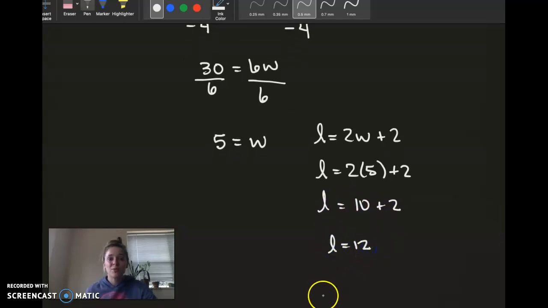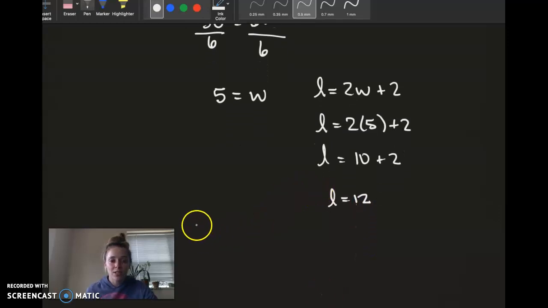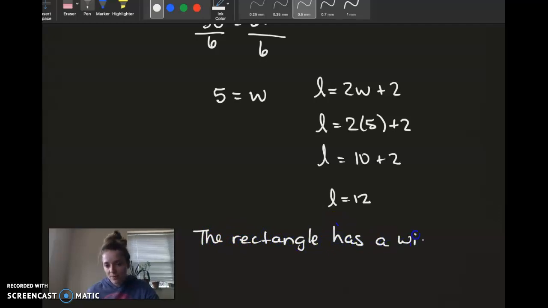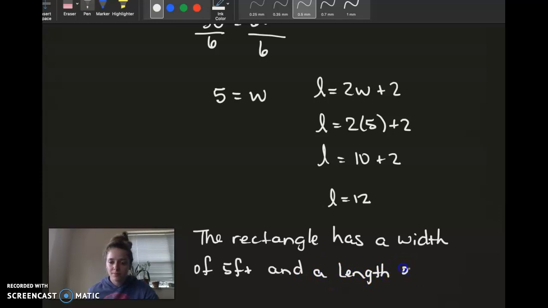And remember, I should be able to state my answer. So here we would say the rectangle has a width of 5 feet. Everything was in terms of feet, and a length of 12 feet. So there I've stated my answers and the units that go along with them.